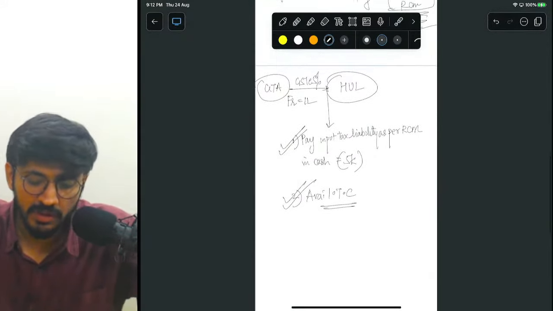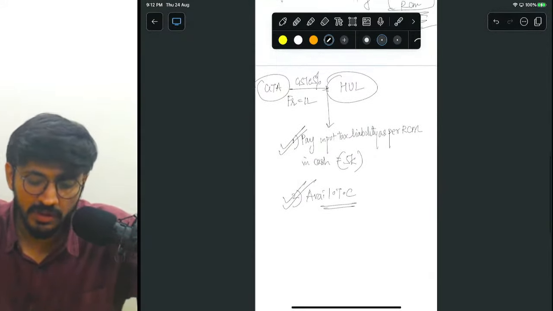Now we are done with the e-credit ledger. We will now focus on the e-cash ledger. So e-cash ledger, my dear friends, understand can be used to pay off anything and everything. Output tax, interest, late fee, penalty. Everything.